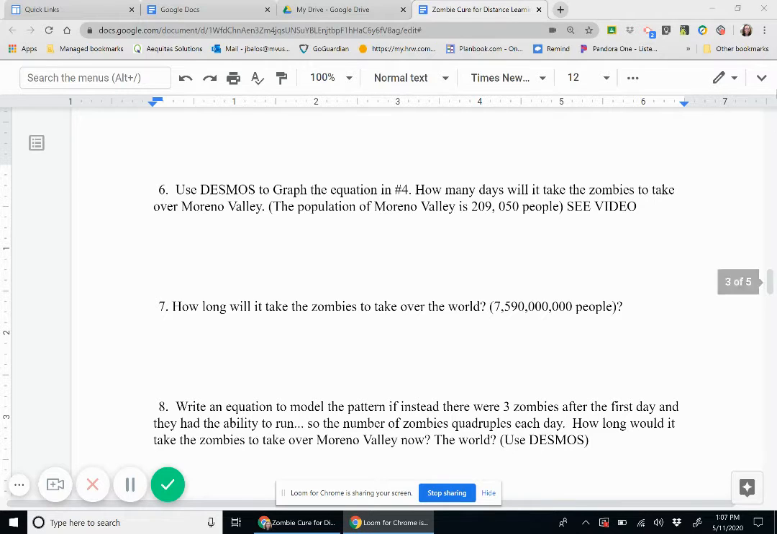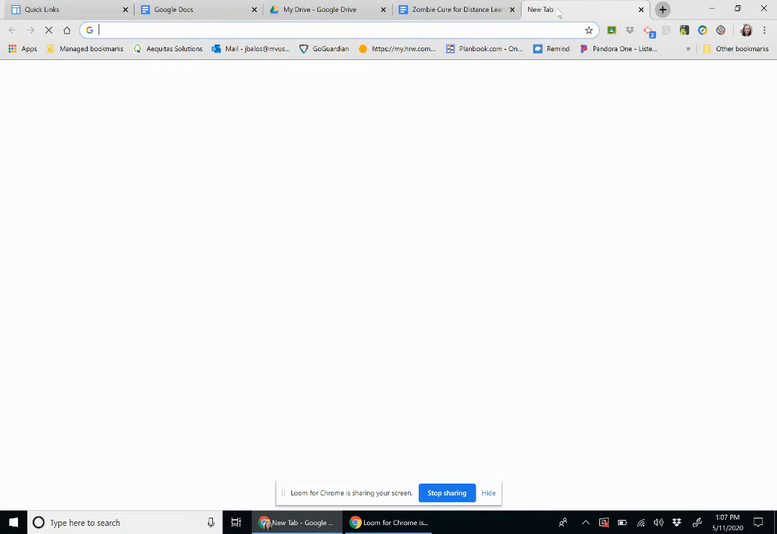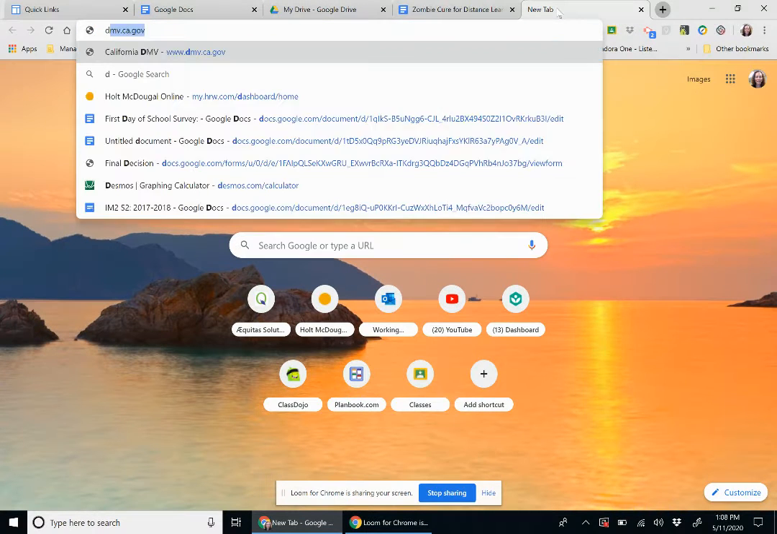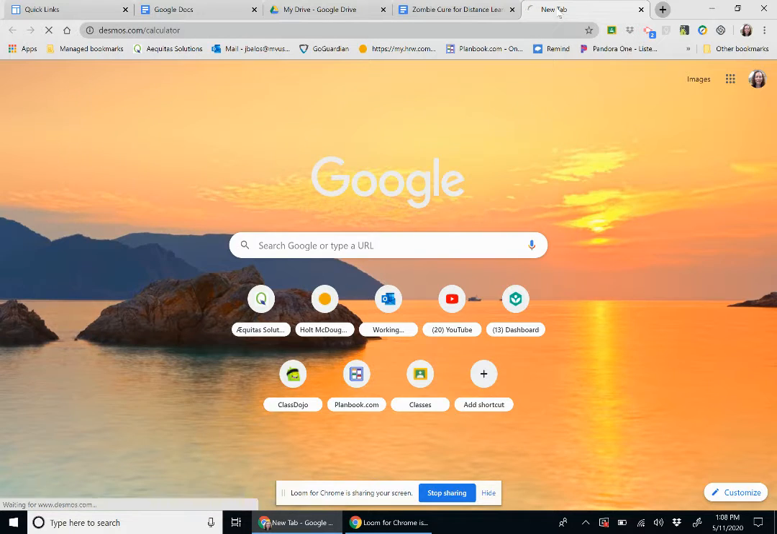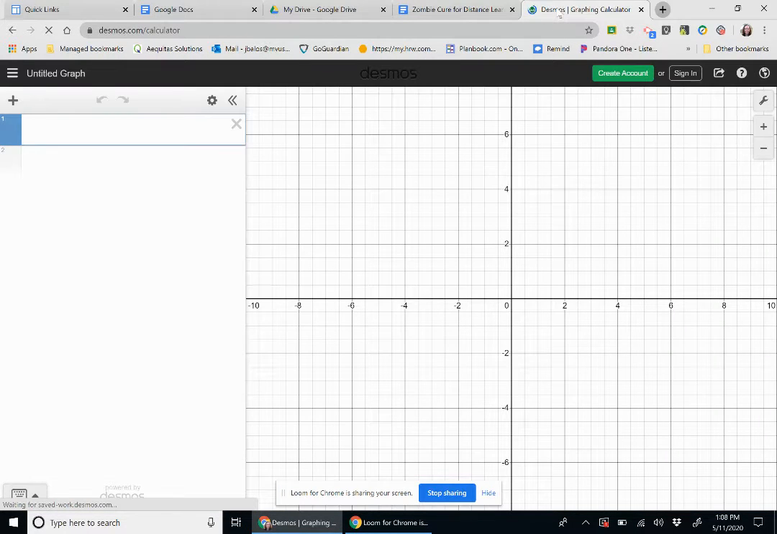So what you're going to do is open a new tab, go to Desmos, D-E-S, and see it says /calculator. That's good. Desmos.com/calculator. If you go to Desmos another way, you may get a big red button that says Start Graphing. Just click on that, whatever you need to do to get to this page. Okay, spoiler alert. The equation in number 4 is f of n equals 10 times 2.